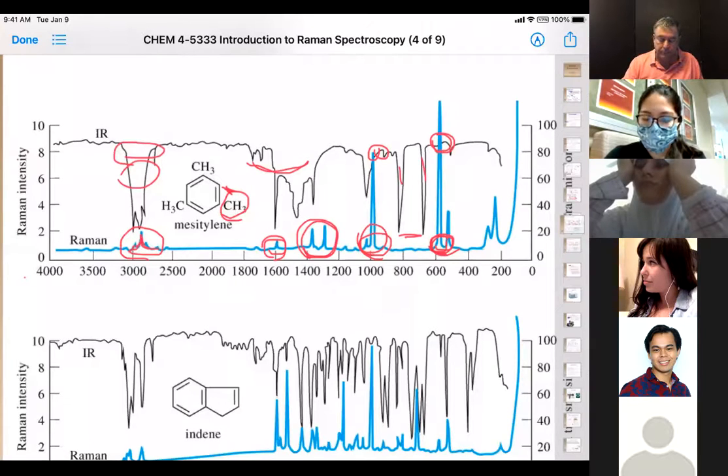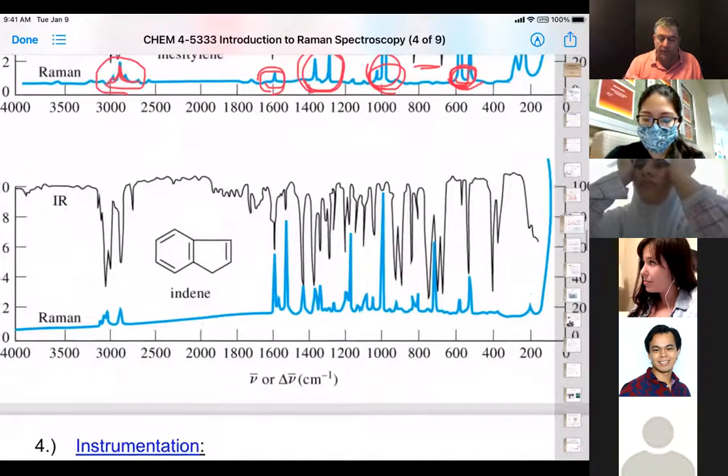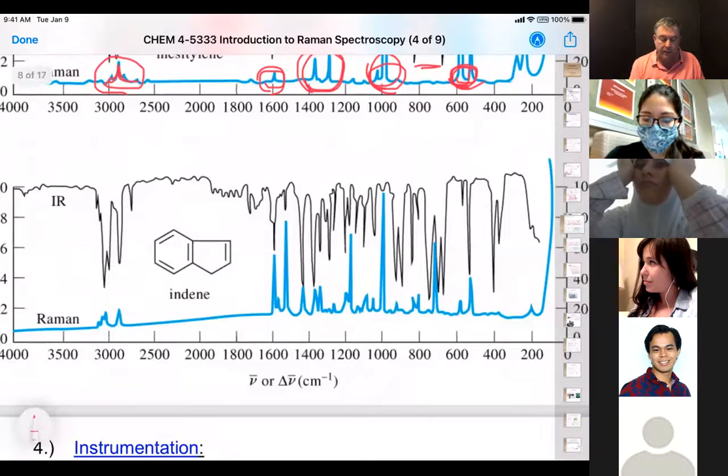Okay, let's run through another one here. Again, we're probably seeing carbon-hydrogen symmetrical stretches here. We see a lot of the same bands we see in the IR here. And so they must have a symmetrical and non-symmetrical stretching mode.